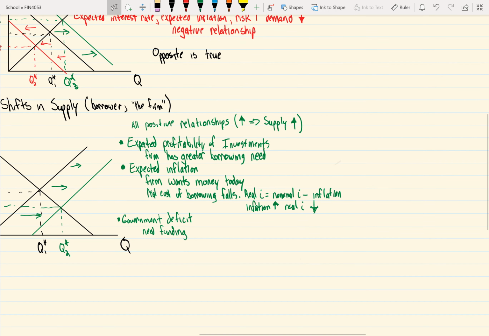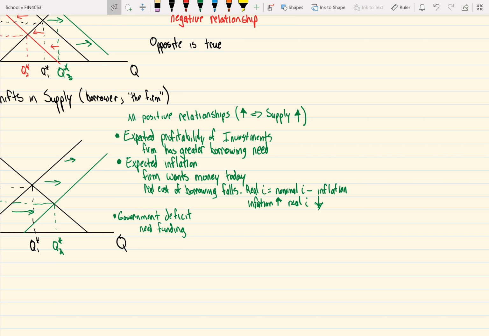Okay, so first, expected profitability of investments. This is from a firm perspective: if we think of Apple or Amazon or Tesla, they have more profitable net present value projects, and therefore they have a greater borrowing need, so they want to issue more bonds.